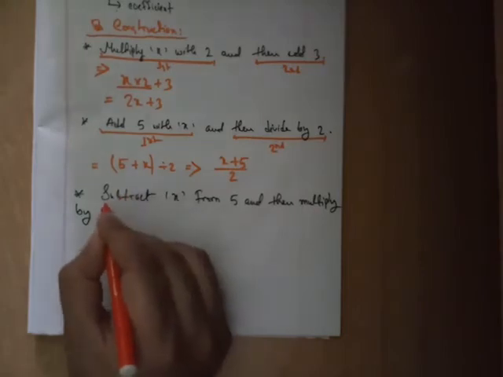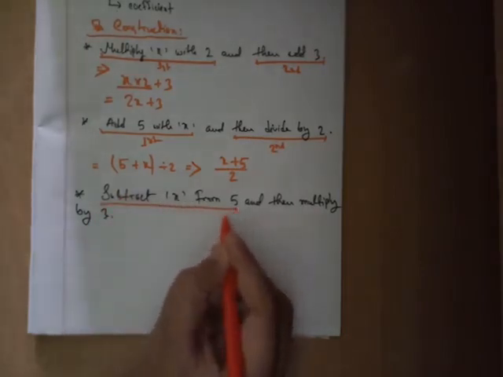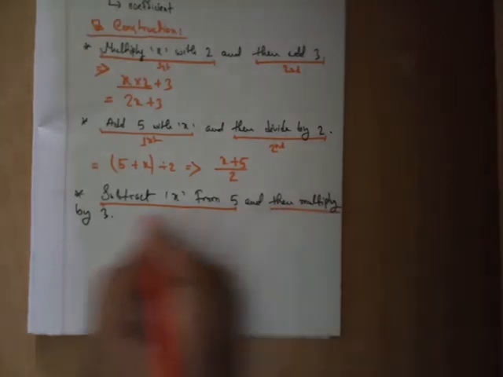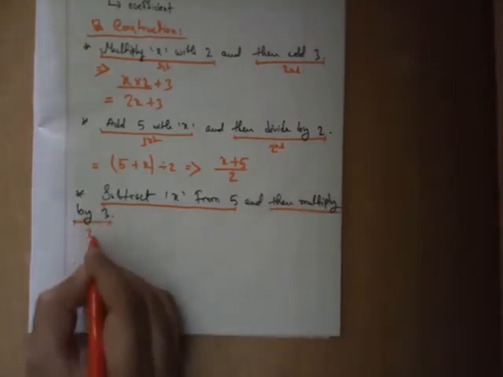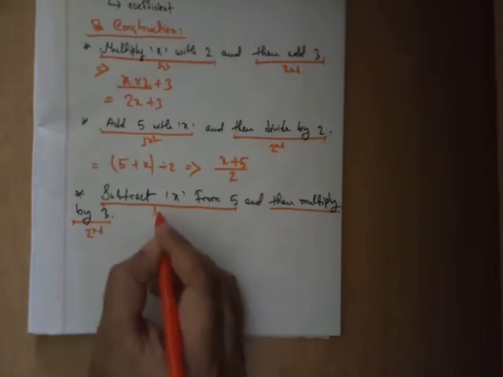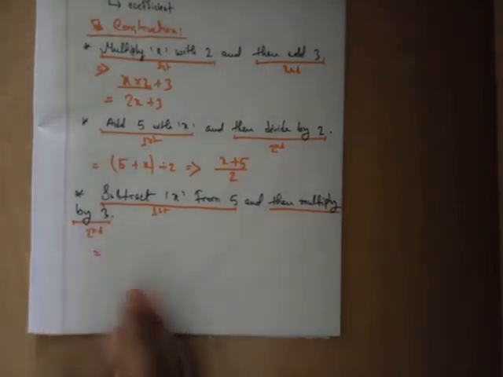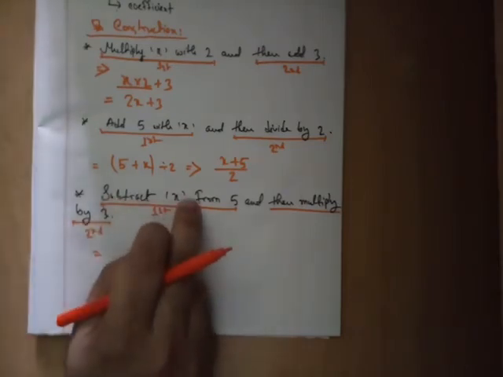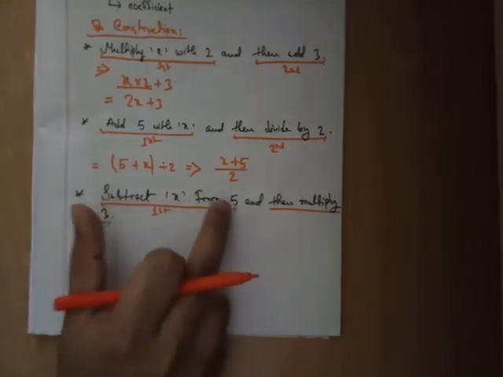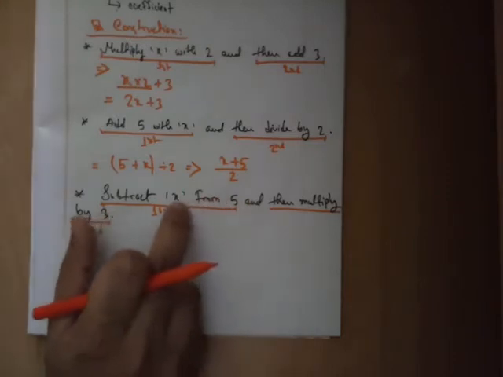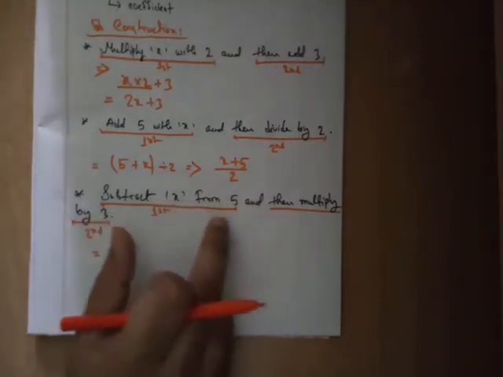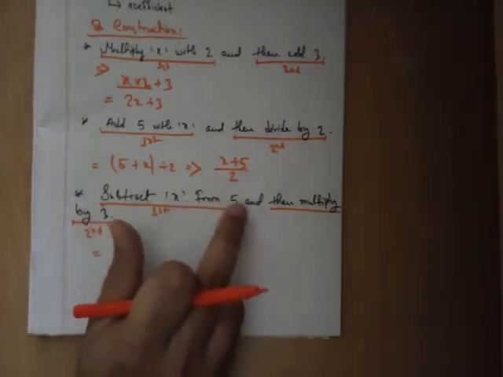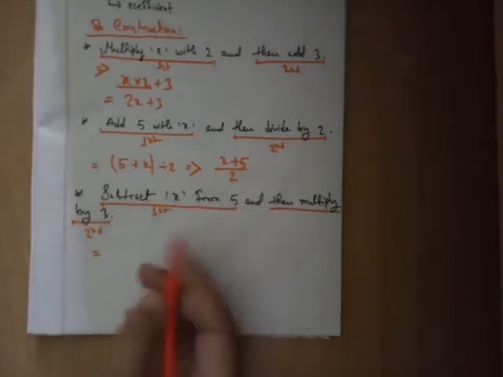What is my first task? Subtract x from 5, right? And then multiply by 3. So this is my second part. This is my first part of the answer. So remember guys, subtract x from 5. What does it mean? I'm not subtracting 5 from x. I'm subtracting x from 5.